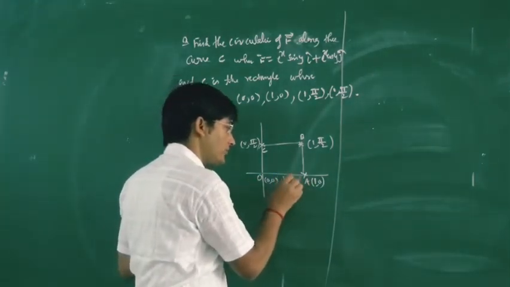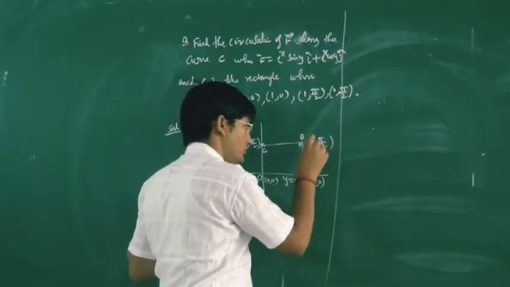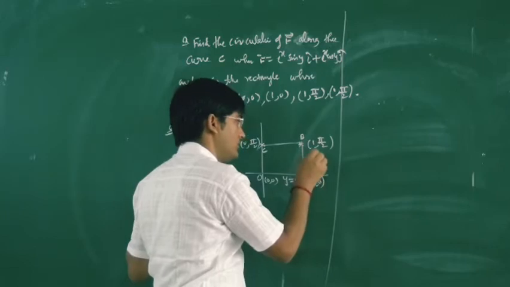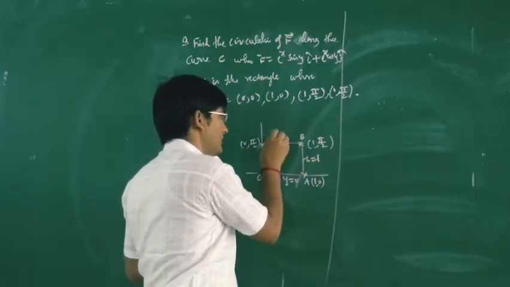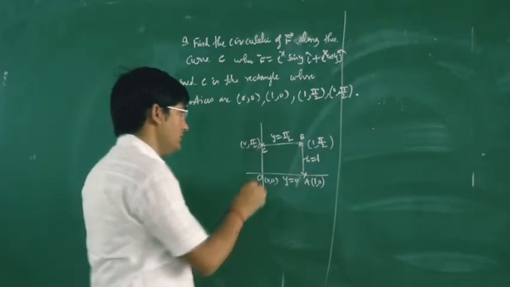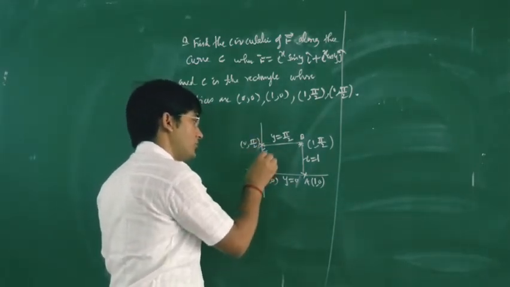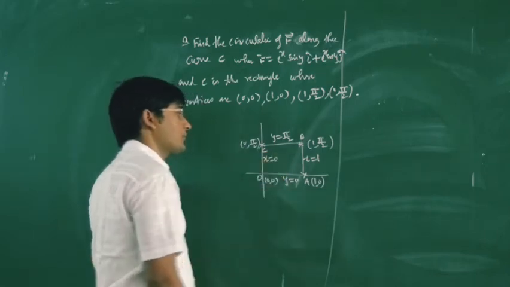Now please note that for this line your y is 0. For this particular line your x is equal to 1. For this line your y is equal to pi/2. And for this line, this is your y axis, so for this line your x will be 0.